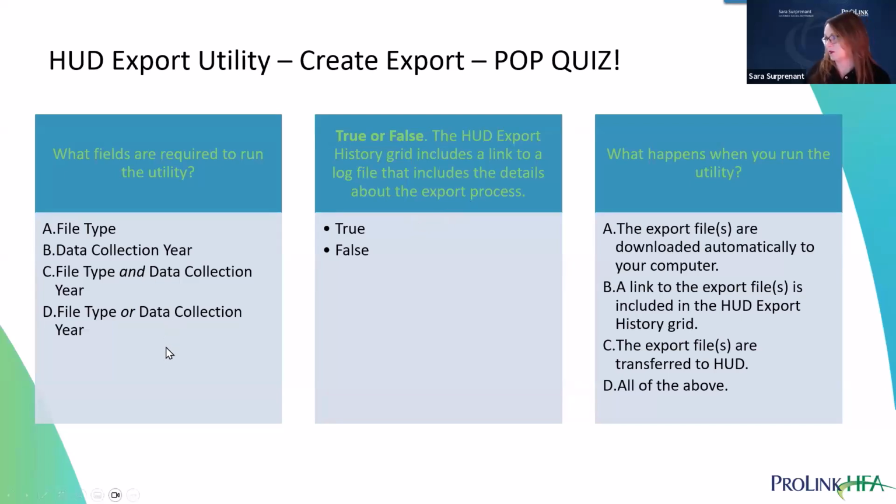And I'm seeing people playing along at home. The answer is definitely C. You have to have the file type and data collection year, which we know because of the red asterisk that is next to those fields on the create export.